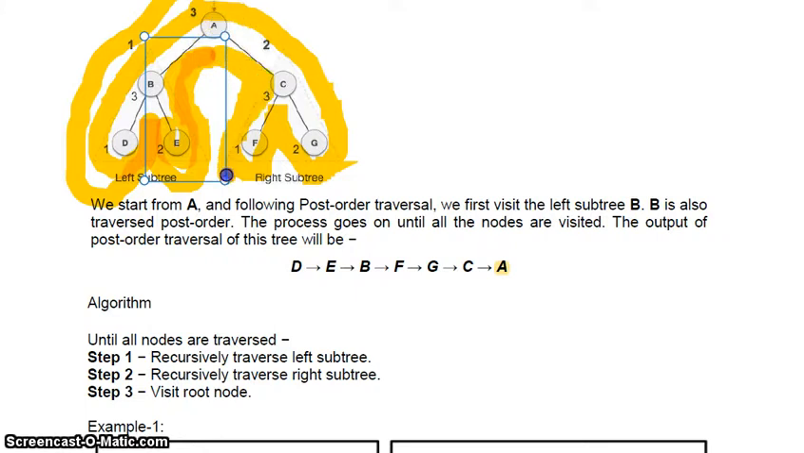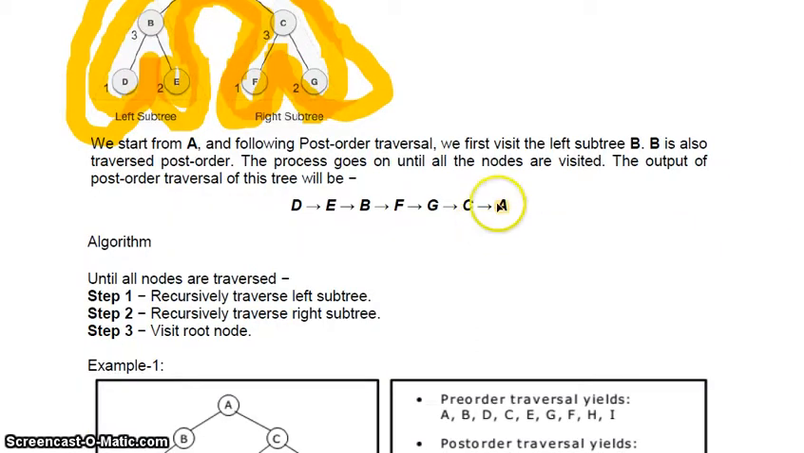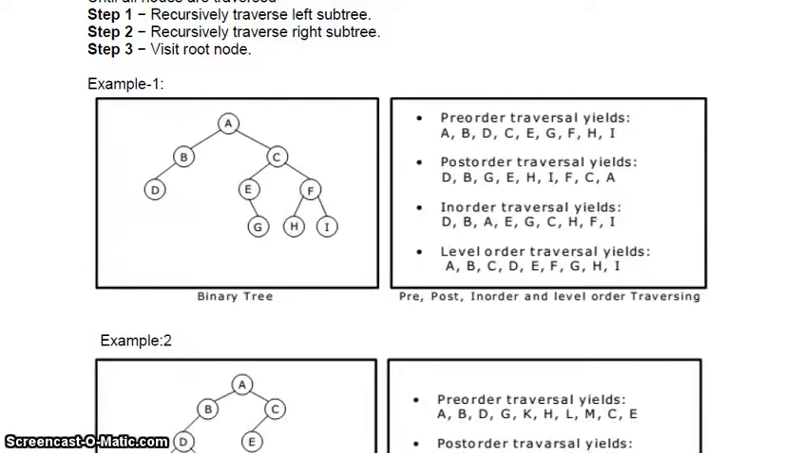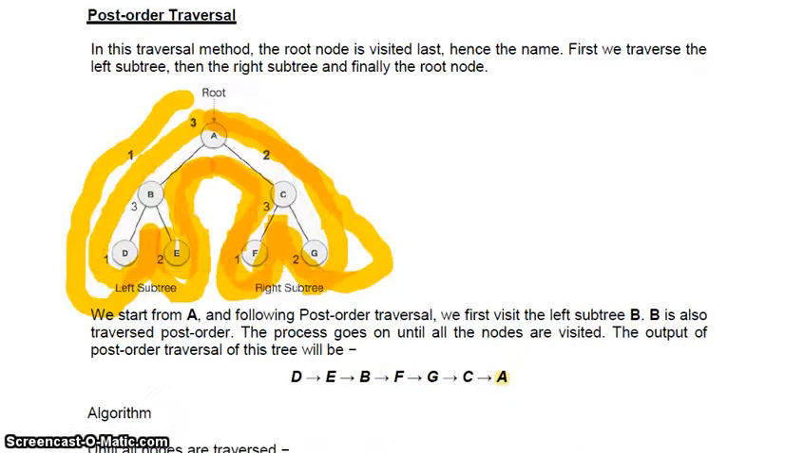This is the left side. Then whenever I turn like this, it comes to the right side. F. Next one is G. Next one is C. Next one is A. Over. As you can see here, the root node always comes at the last with respect to post-order traversal. This is how we can traverse a node in a given tree.